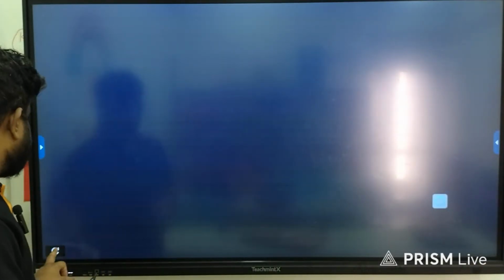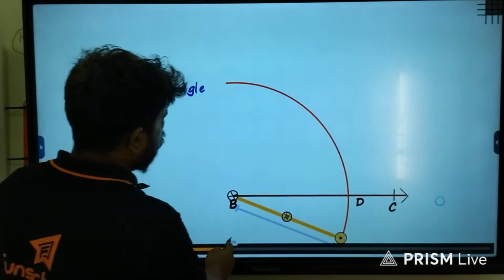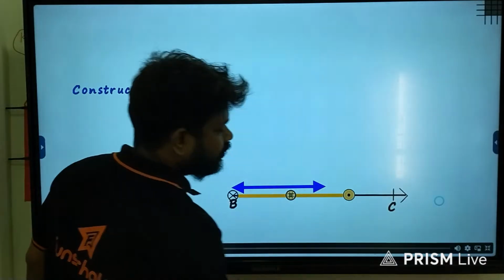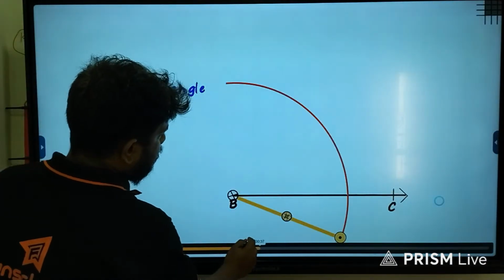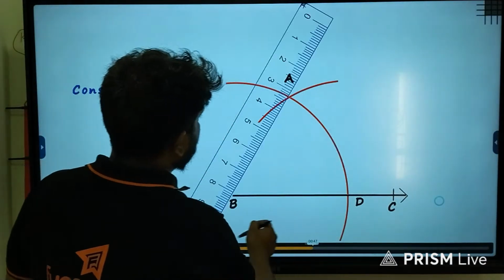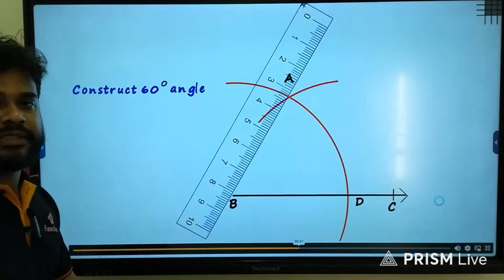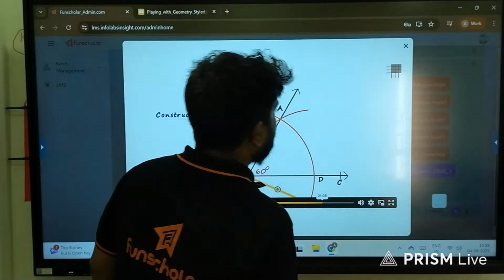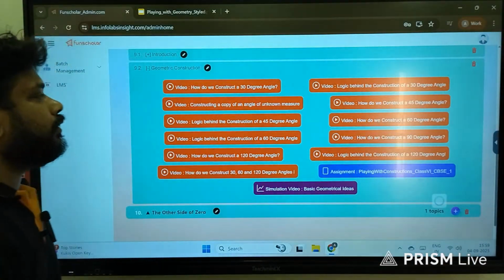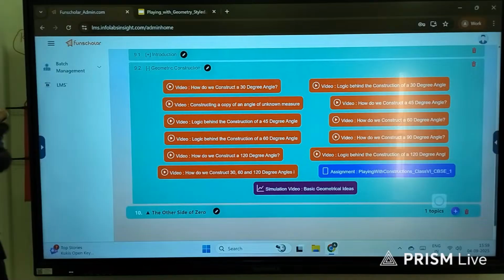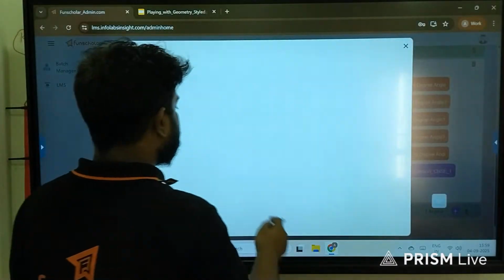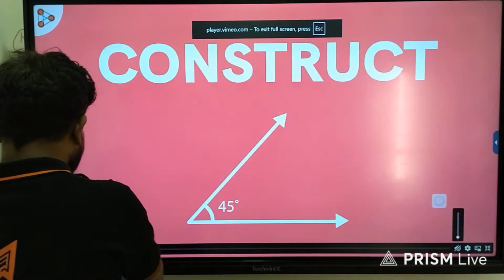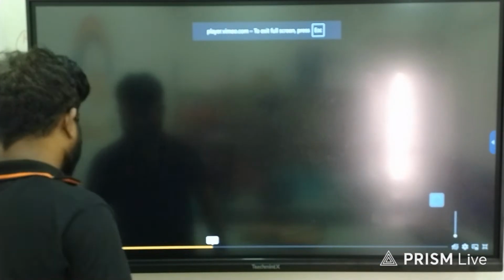So this is the video of how we are going to draw the 60-degree angle. It is like draw a straight line and then take the measurement and join it to get the 60-degree angle. Okay. The next one is how can we draw the 45 degree angle. So this is another video, but I am not going to play the video here. Just learn to understand this.